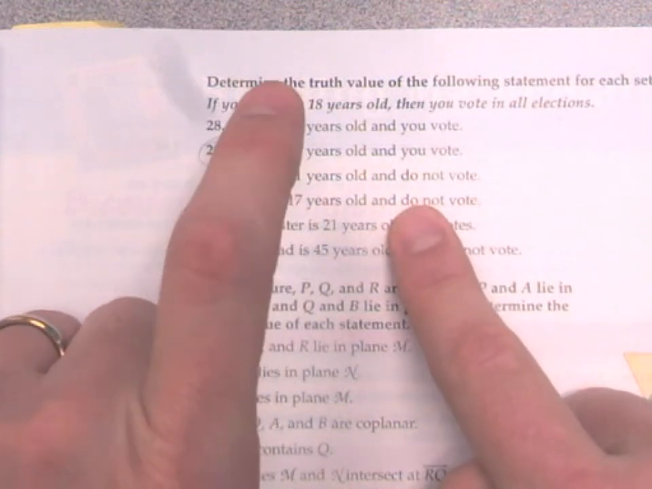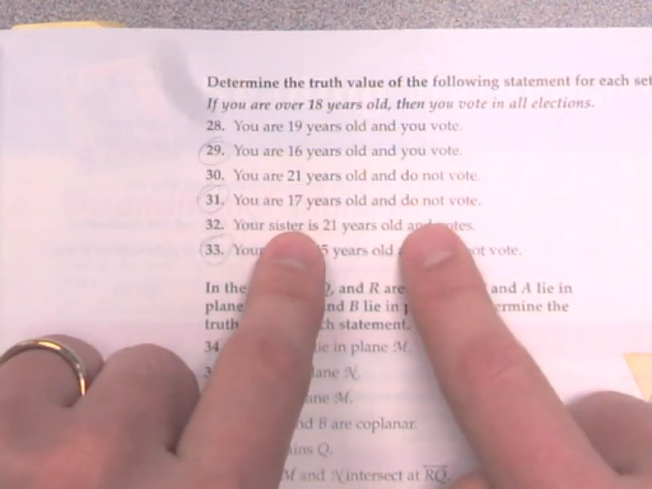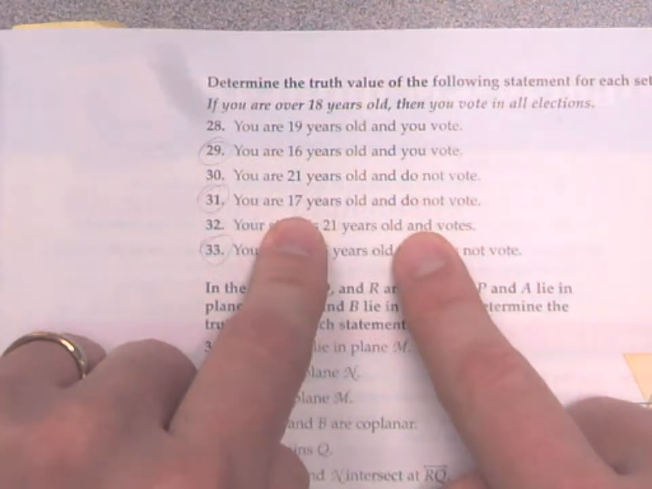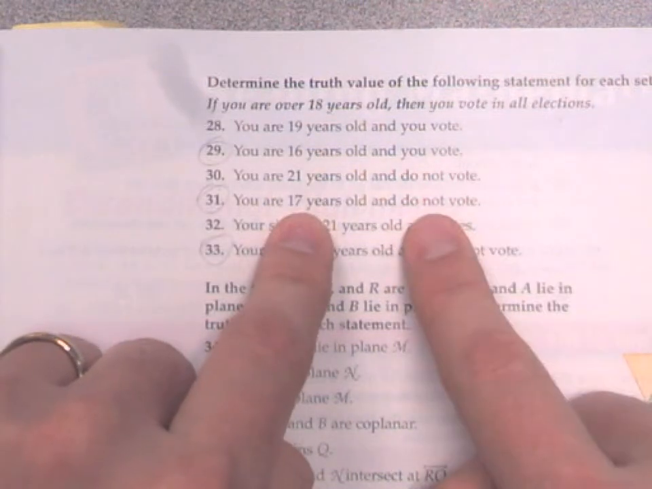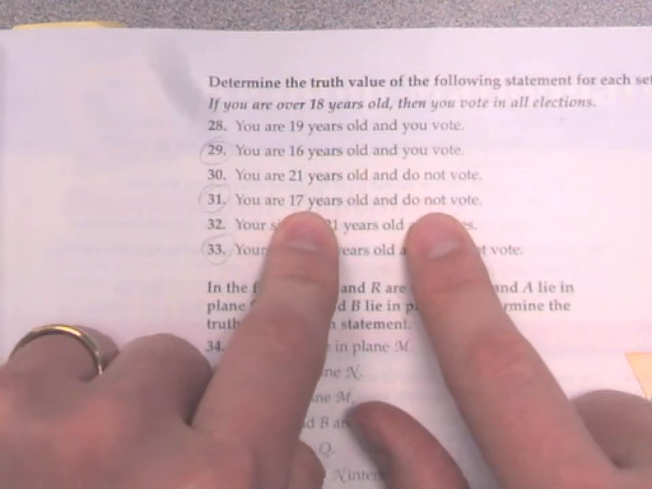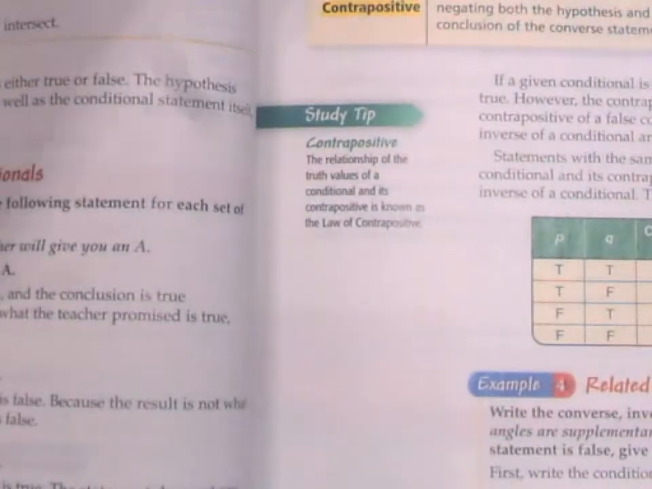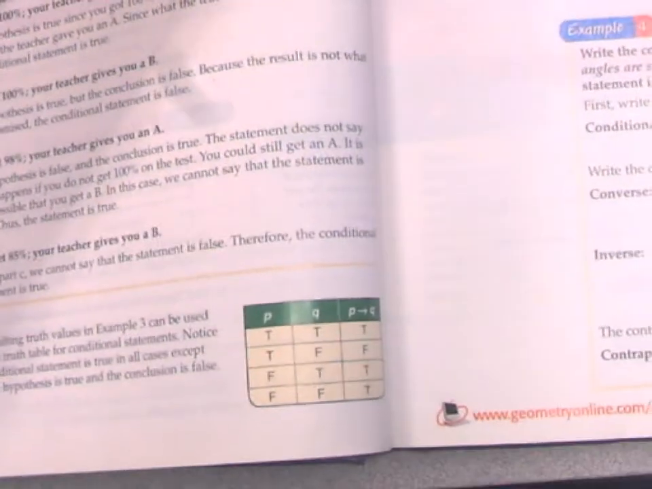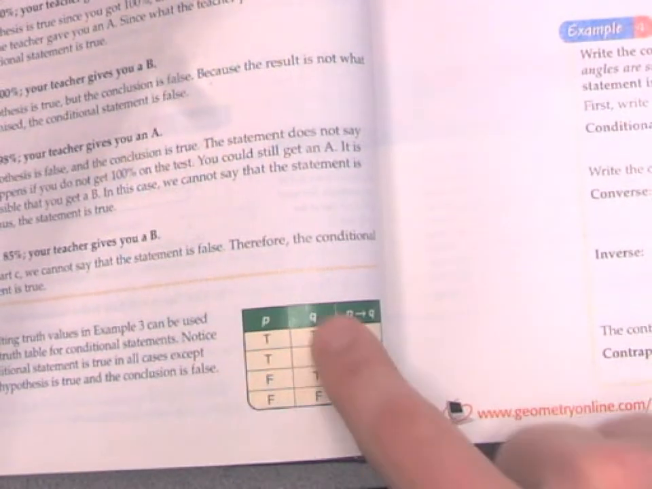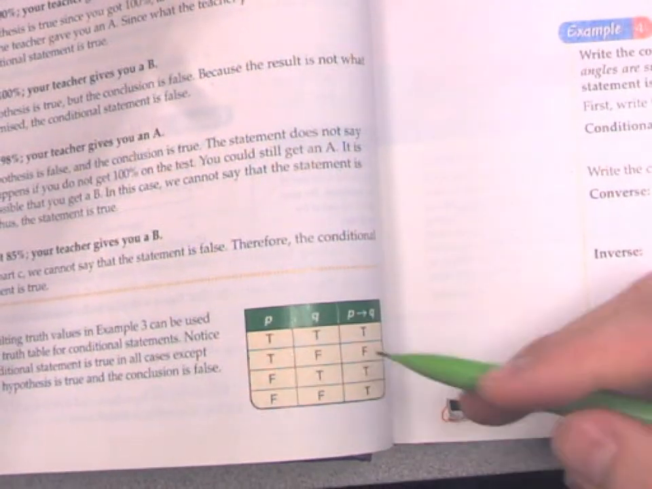Here we got a false and a true. Here we got a true and a false. And then here we got a false and a false. So essentially you're looking at a kind of truth table, but for a specific situation. So that should help you out there.